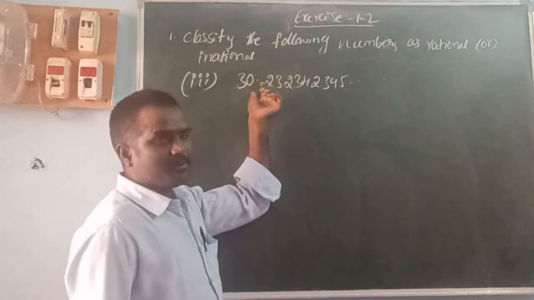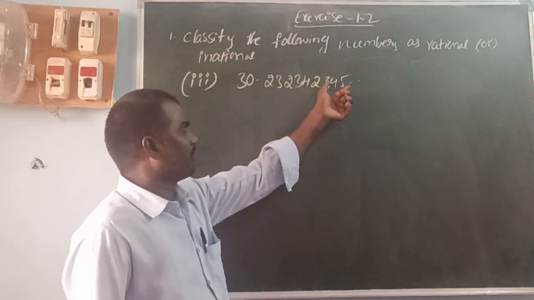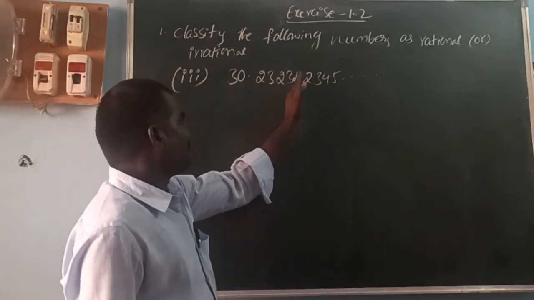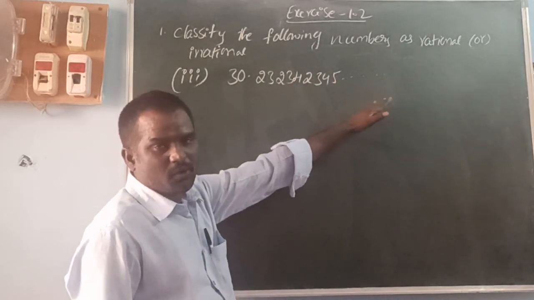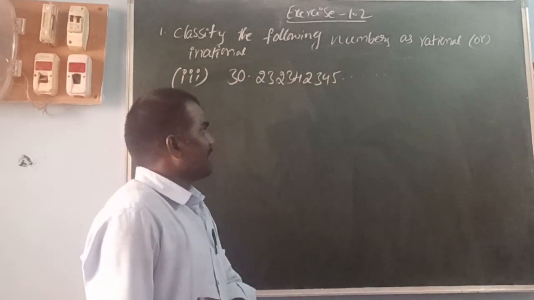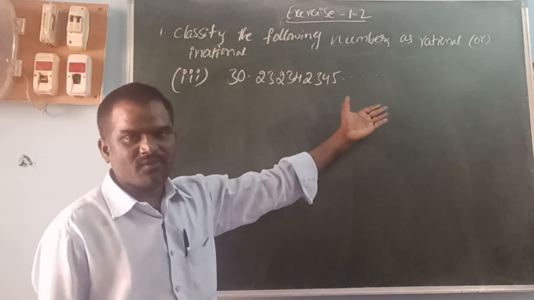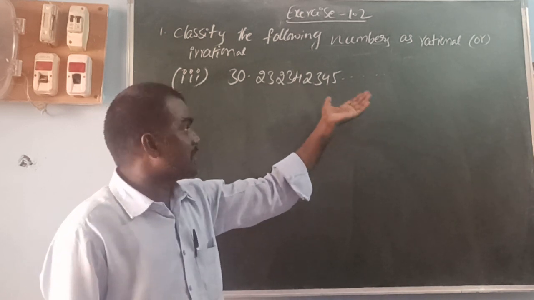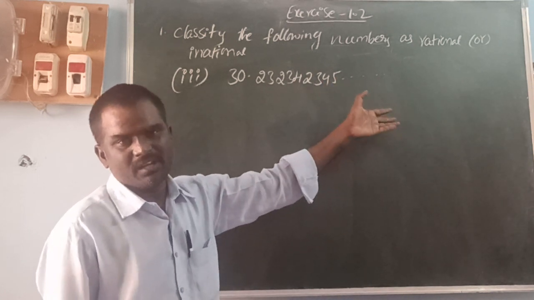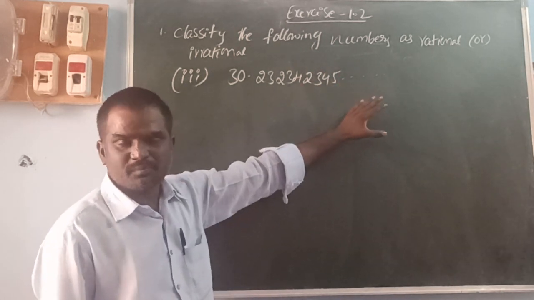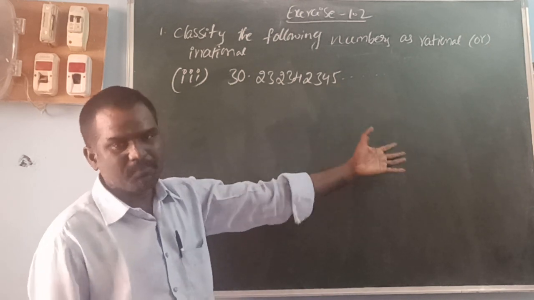Next one. 30.23234234 and so on. So here this number cannot be written in the form of p by q. Why can we not write it in the form of p by q? Here we know that there is no period and there is no periodicity. So this type of number can be written in the form of p by q by using period and periodicity.